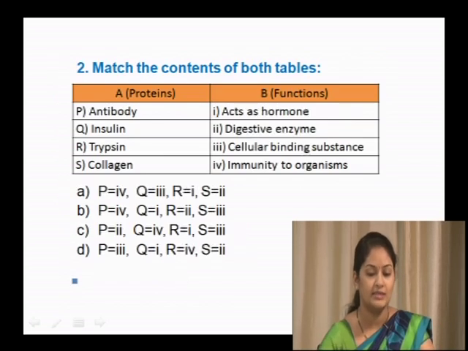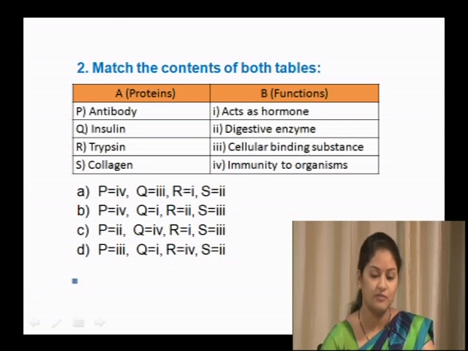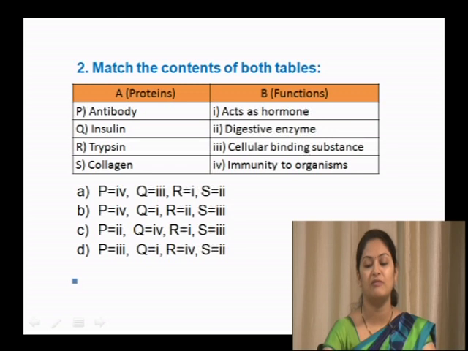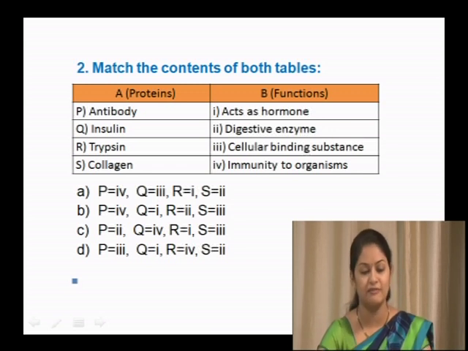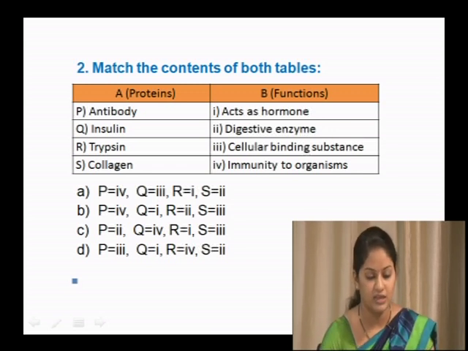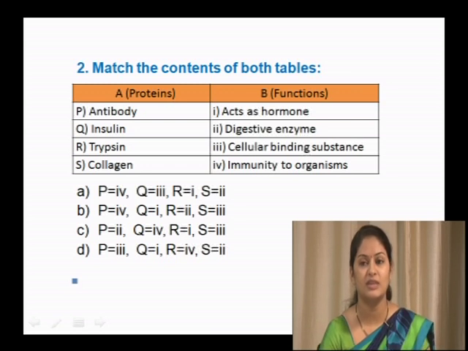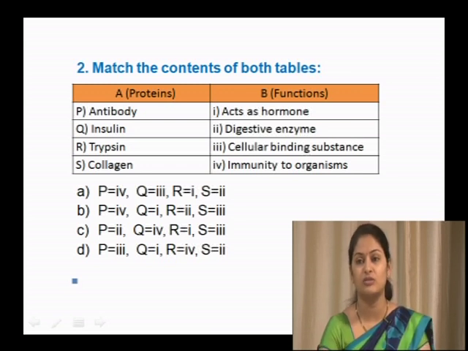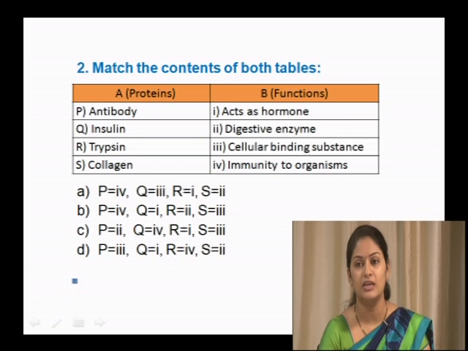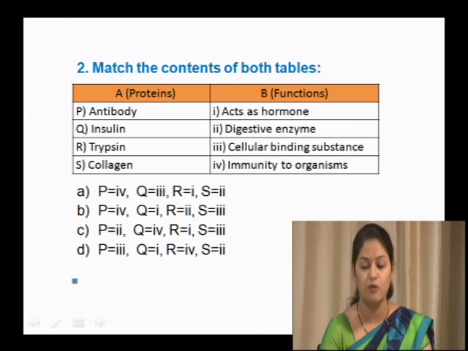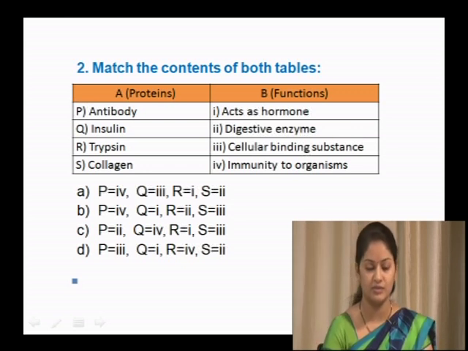Next one is matching the contents. So in the first table we have different kinds of proteins, and in the second table we are associating them with their function. Antibody, we all know that it is associated with providing protection to the human body or animal's body. So it goes with option 4, immunity to organisms.